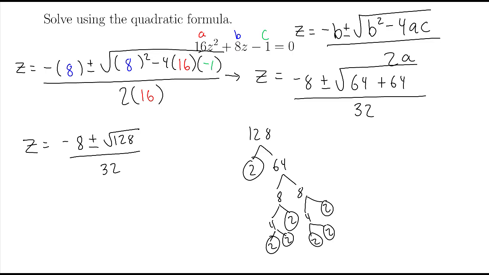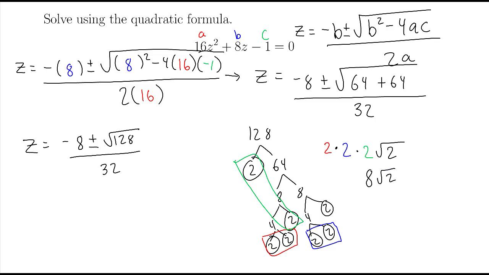Okay, looking for pairs of numbers here. We have a pair of 2's here. We have a pair of 2's here. We have a pair of 2's, we can go right here. And we're left with a single 2 left inside the square root. So we have 2 times 2 times 2. That's 8 square root of 2.